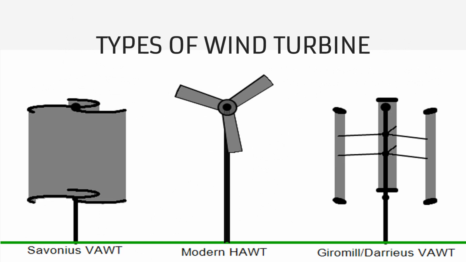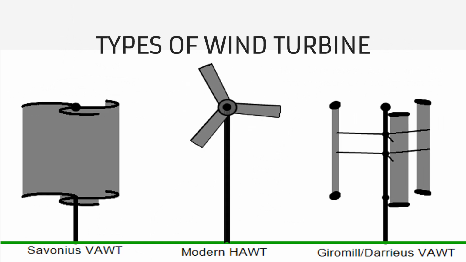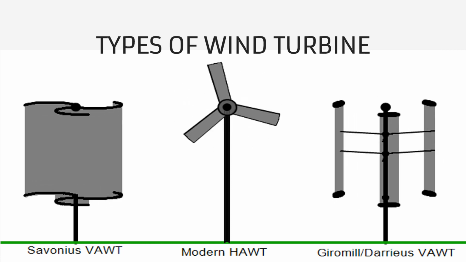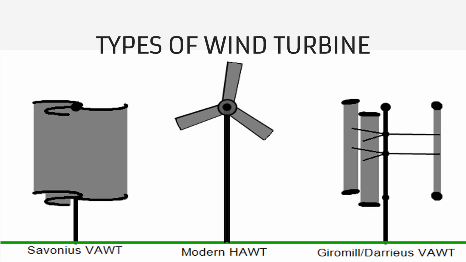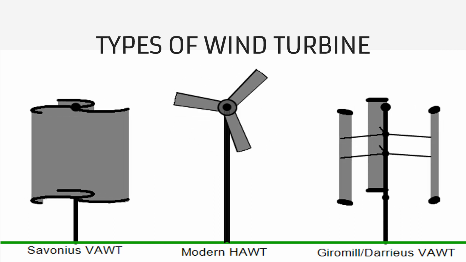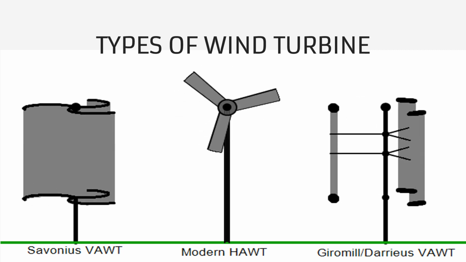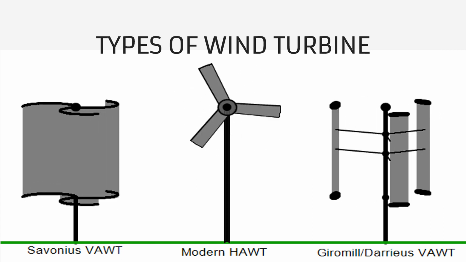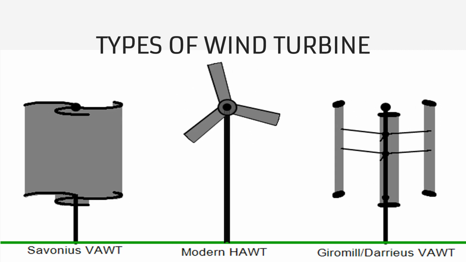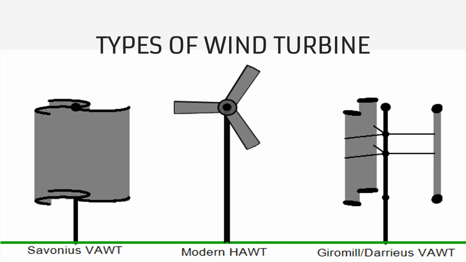So now talking about the different types of wind turbine. There are two main types of wind turbines. One is the horizontal axis wind turbine and the other is the vertical axis wind turbine. Horizontal axis wind turbines are the most common type of wind turbines used today. They have blades that rotate around a horizontal axis and face into the wind. These turbines are typically tall, with the rotor placed at the top of a tower, and can range in size from small residential turbines to large utility scale turbines.